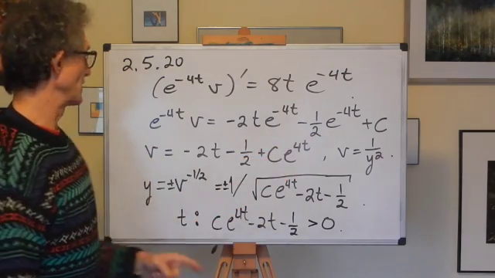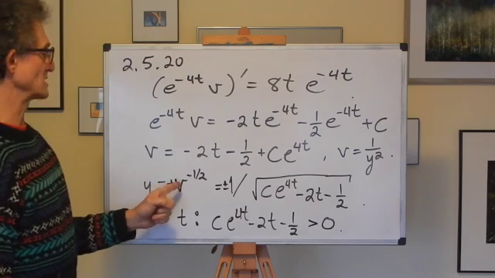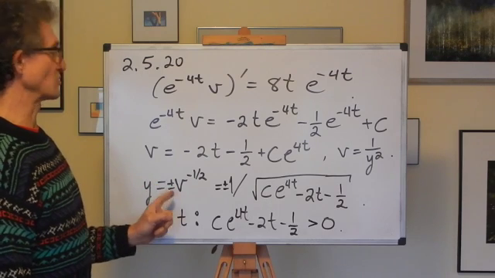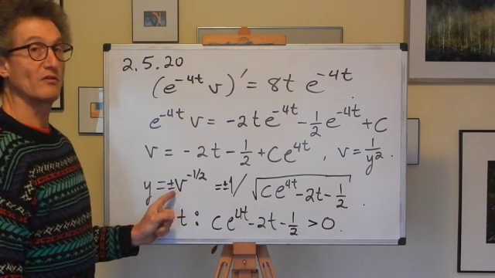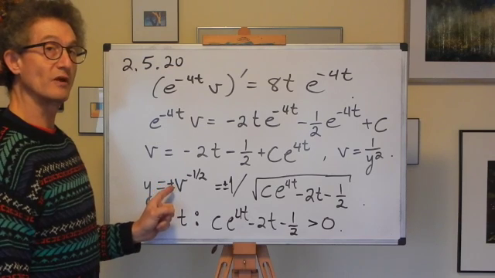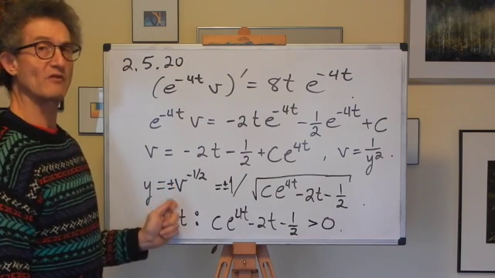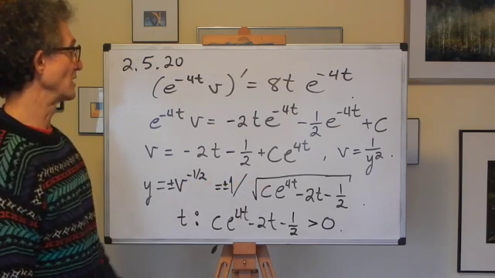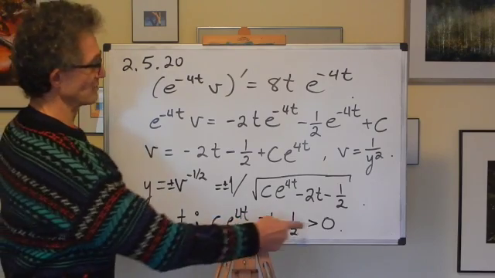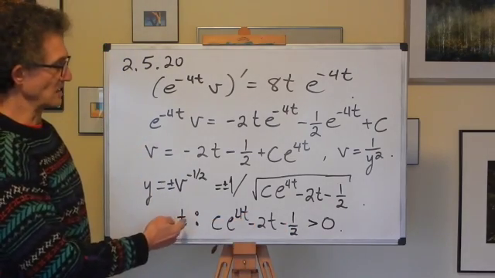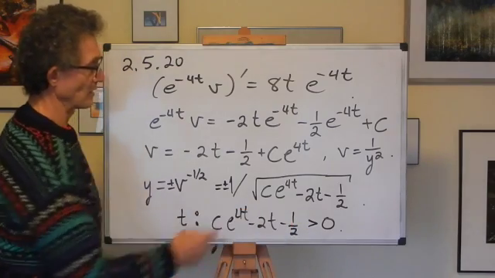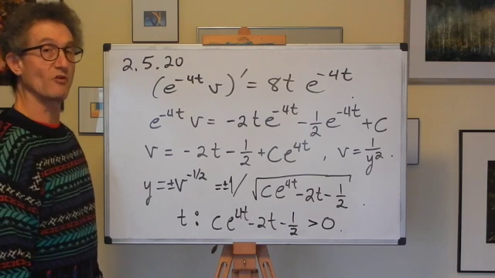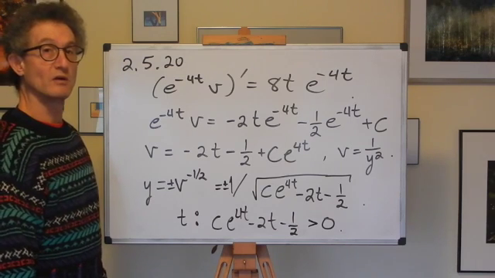And then y is either plus or minus v to the minus 1/2. And of course, whether this is plus or minus will be determined by whether the y that we're considering has an initial condition that is positive or negative. And then just plugging in the value of v. And again, remember, v has to be positive. So t can only take those values that allow v to be positive. And so that's the domain of the solution.